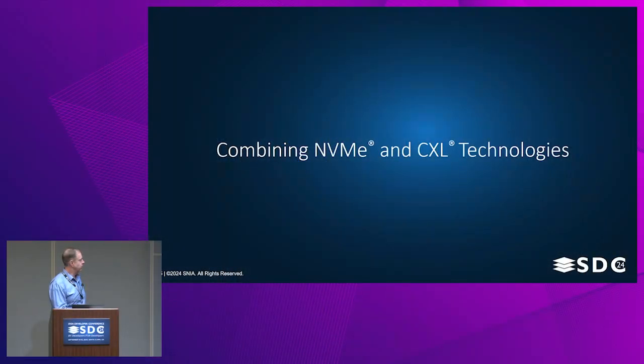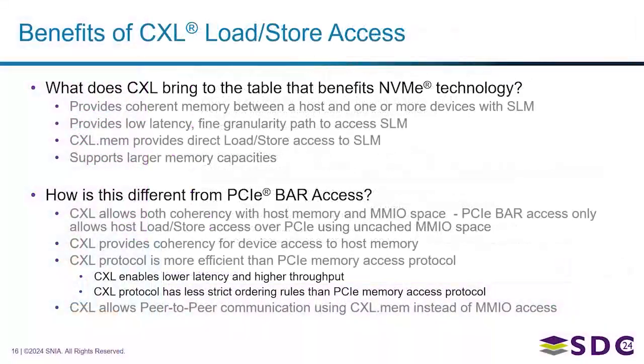Now that we kind of understand TP4184 and what we're doing there, we thought we'd take a look at why we would want to even do this, and what are the benefits that we gain from doing that. So in other words, what does CXL bring to the table that benefits NVMe? Four things came to mind. First is coherent: CXL would provide a coherent memory between a host and one or more devices using that subsystem local memory. CXL provides a low latency, fine granularity path to SLM, taking advantage of the smaller flit sizes for those transfers, especially if you have a small amount of data to transfer.